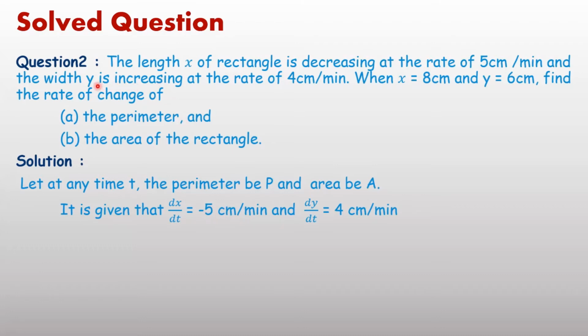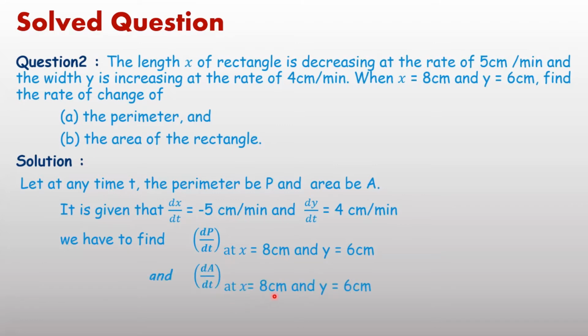And dy by dt is 4 centimeter per minute, and the word used is increasing, therefore with a plus sign you will write plus 4 centimeter per minute. Remember this: whenever the word decreasing is used we will write a minus sign, and for increasing a plus sign. Now we have to find the rate of change of perimeter and the rate of change of area at x equal to 8 and y equal to 6 centimeter.